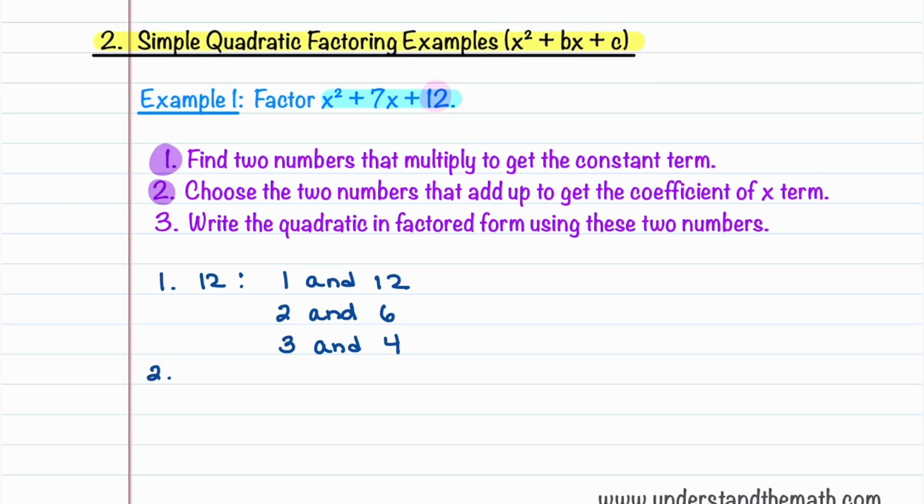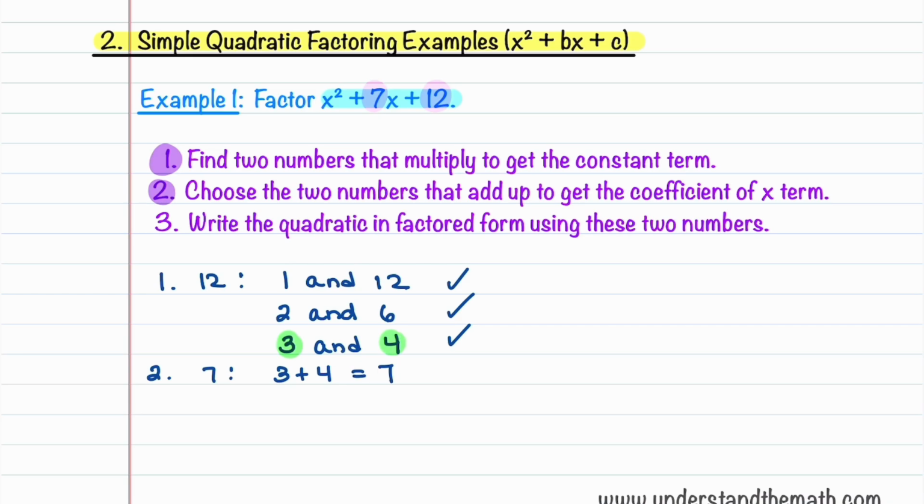Our second step says that from these numbers that we've just written down, we want to find two of them that add up to get the coefficient of the x term. So let's go back up to our problem. The coefficient in front of the x is equal to 7. So I'm going to write that down right here. When we look at these numbers, we need to figure out which of those pairs add up to equal 7. And you can see that it's going to be 3 and 4, because 3 plus 4 is equal to 7.